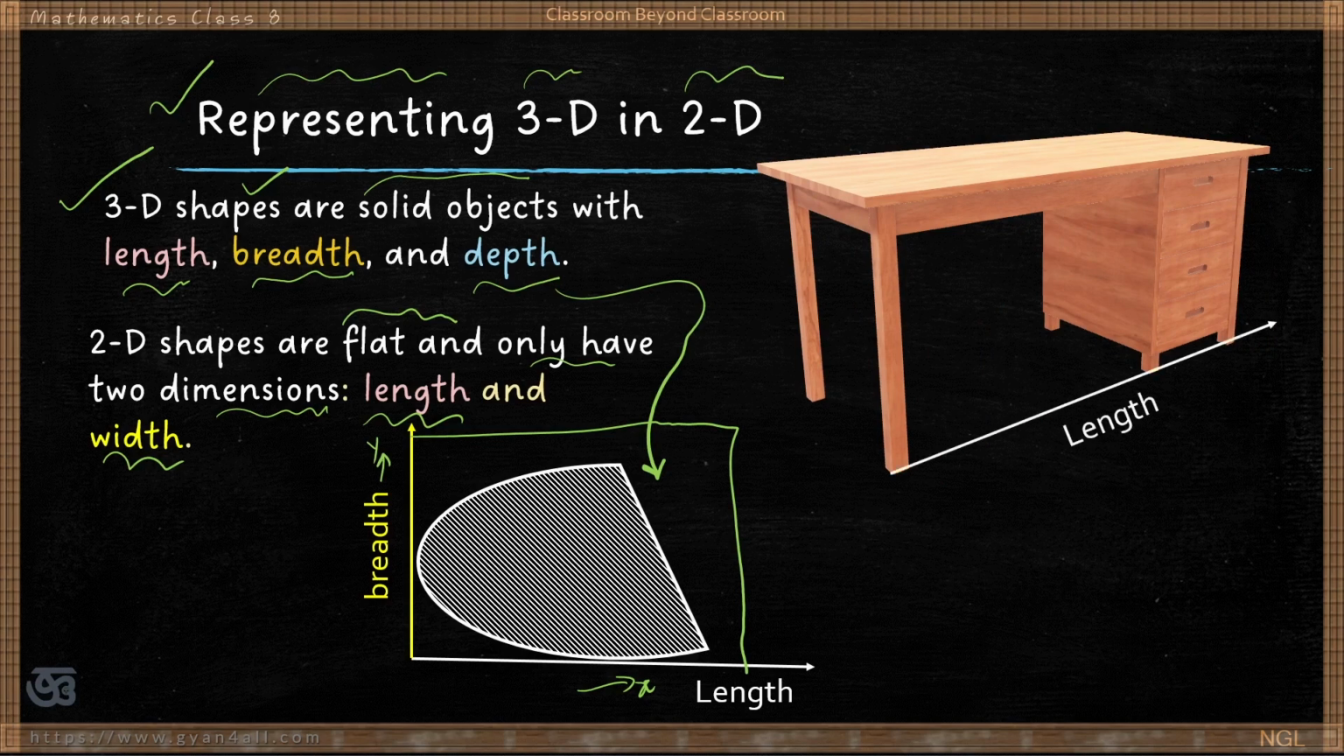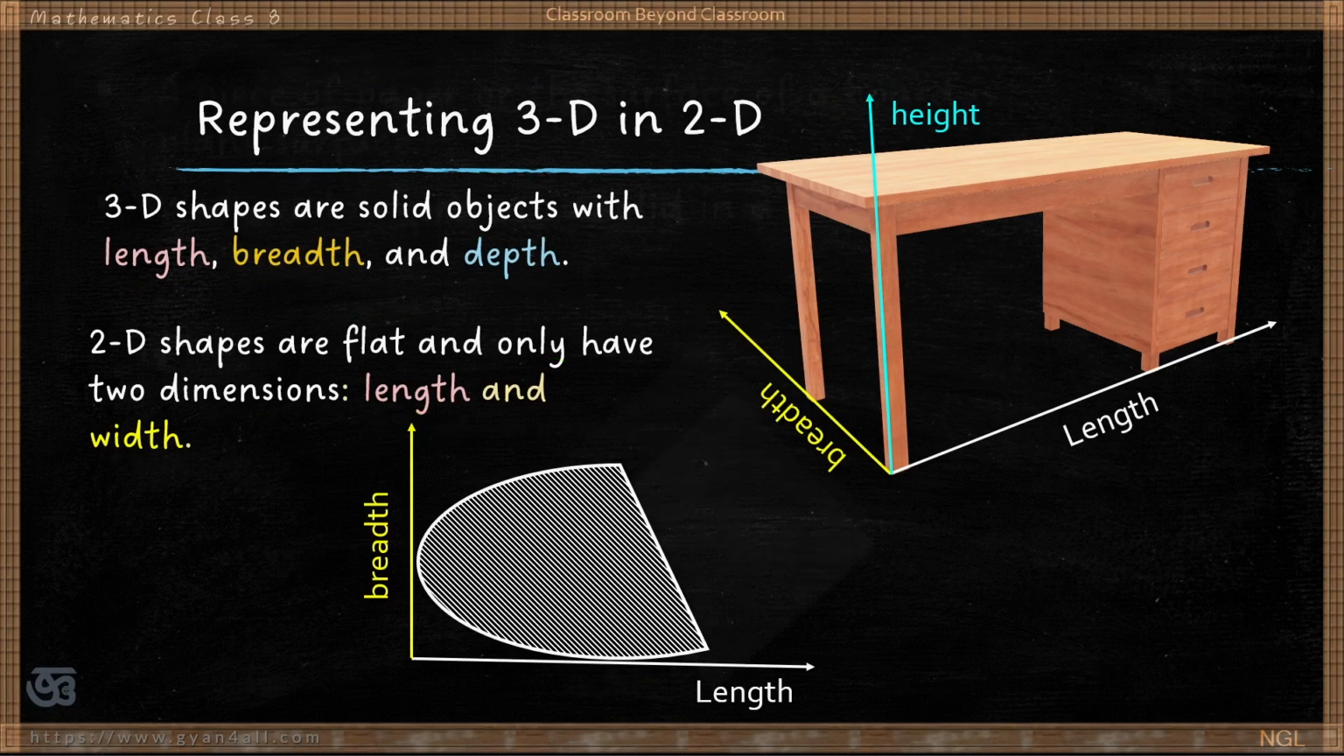So it has one dimension, that is length, another is breadth, and another perpendicular to this plane, the XY plane, there is another direction, that is the height of the object. So we need 3 dimensions, length, breadth and height, to represent an object in a 2D plane.